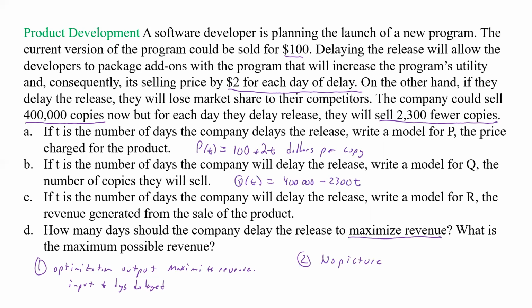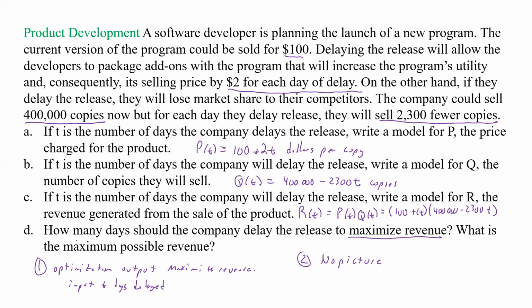Now, if T is the number of days, we want to write a model for R. So this is going to be the number of copies they sell. And so our R of T, well, what is R? Well, that's going to be our revenue. So we're going to take our P of T times our Q of T. We're just going to take this value times this value. So we'll have (100 plus 2t) times (400,000 minus 2,300t). Okay, so that's our revenue.